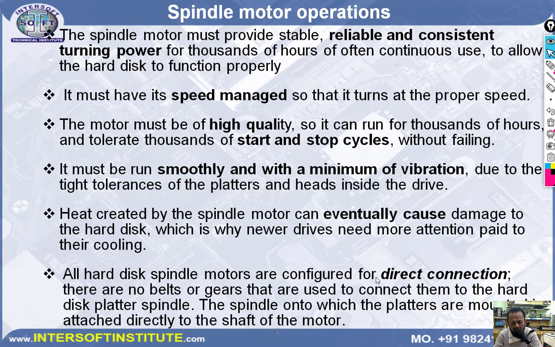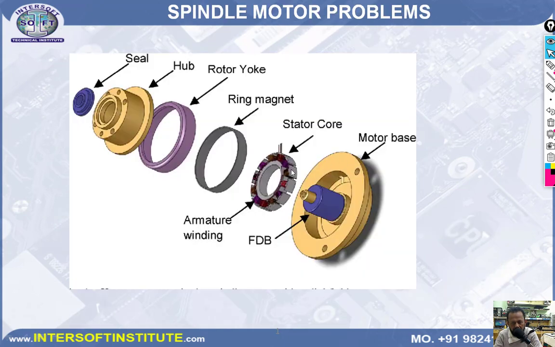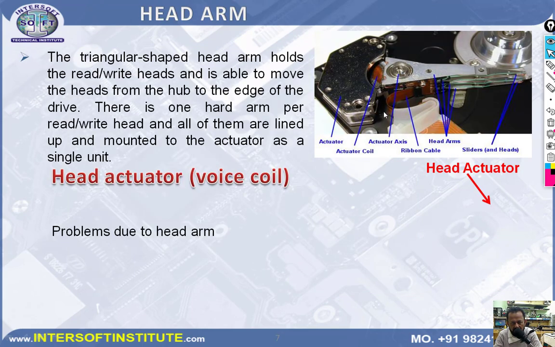All hard disk spindle motors are configured for direct connection, no belt, nothing else, it is directly connected to the motor. Next, see, this is the motor base, stator core, ring magnet, rotor, hub, seal, with functions like this.